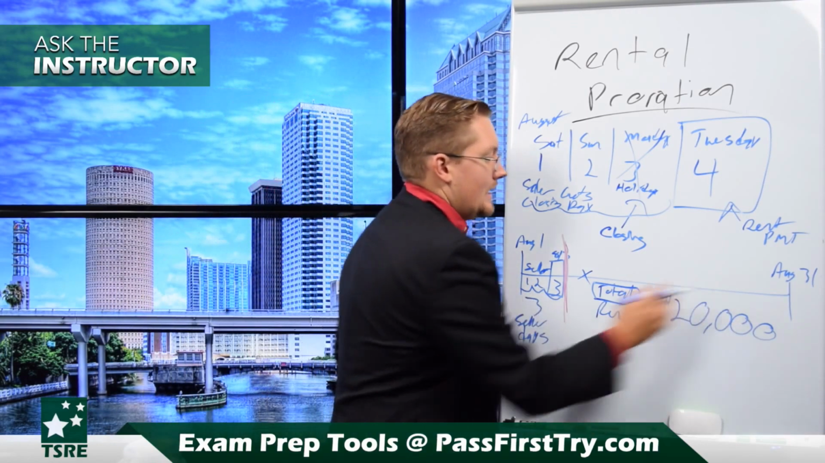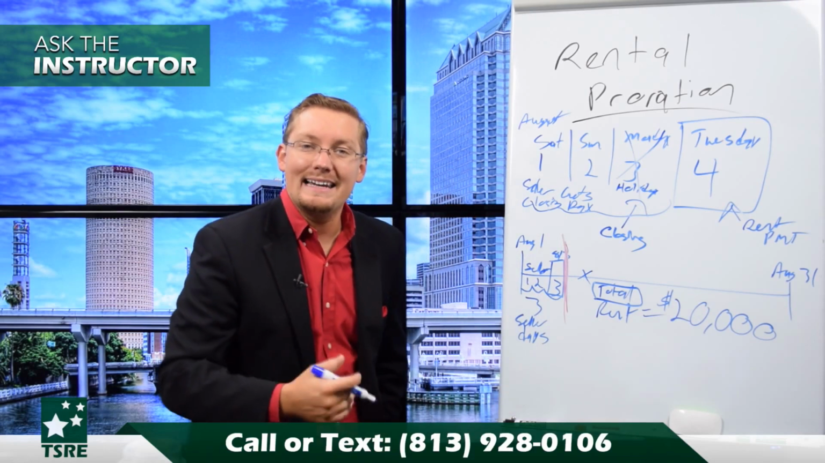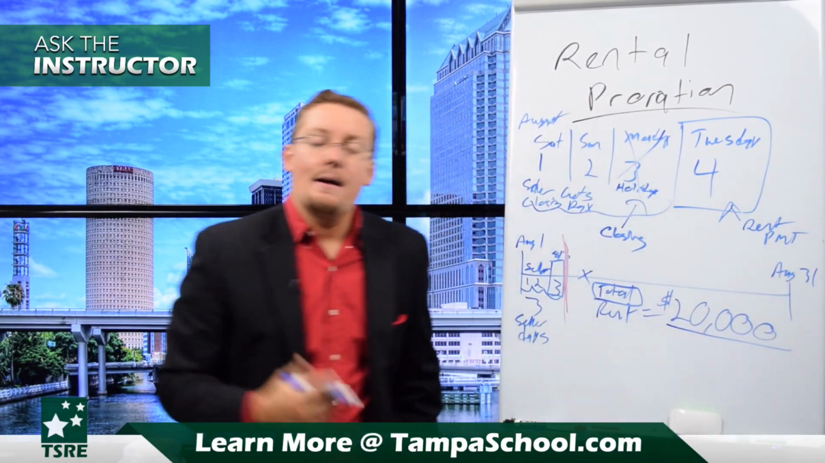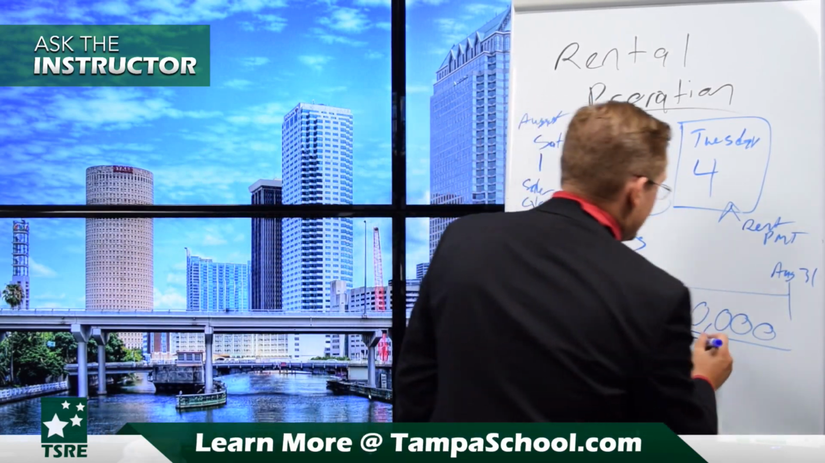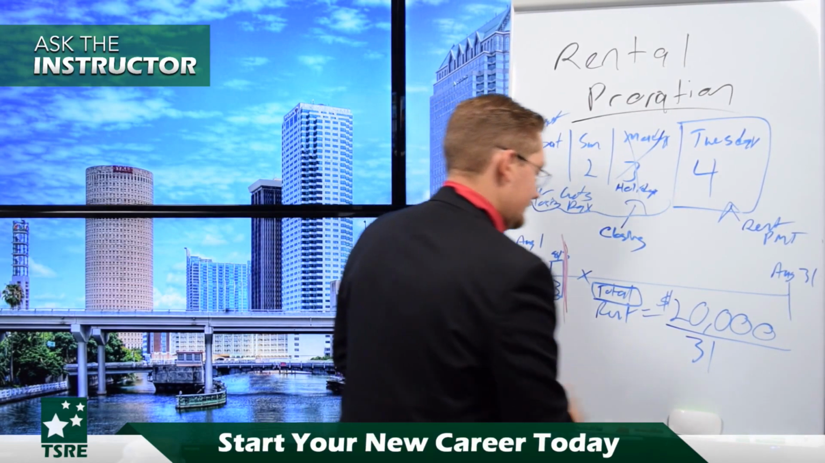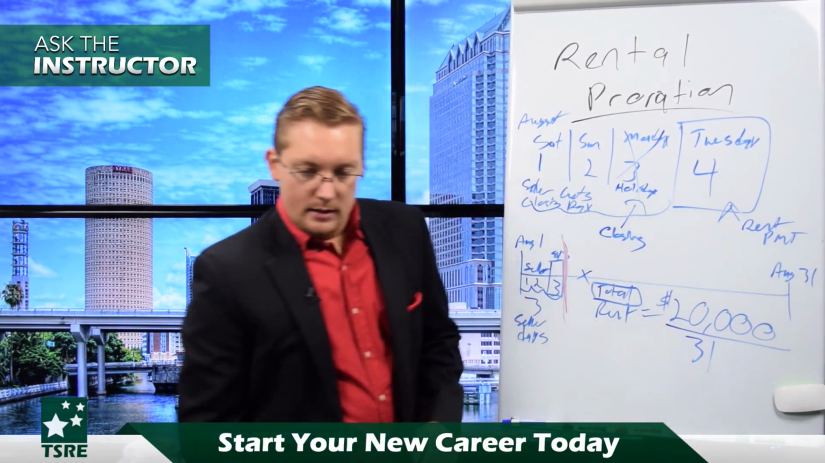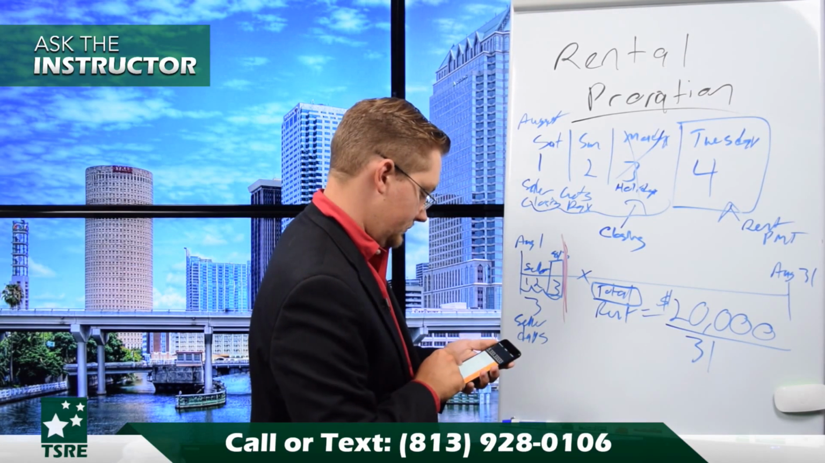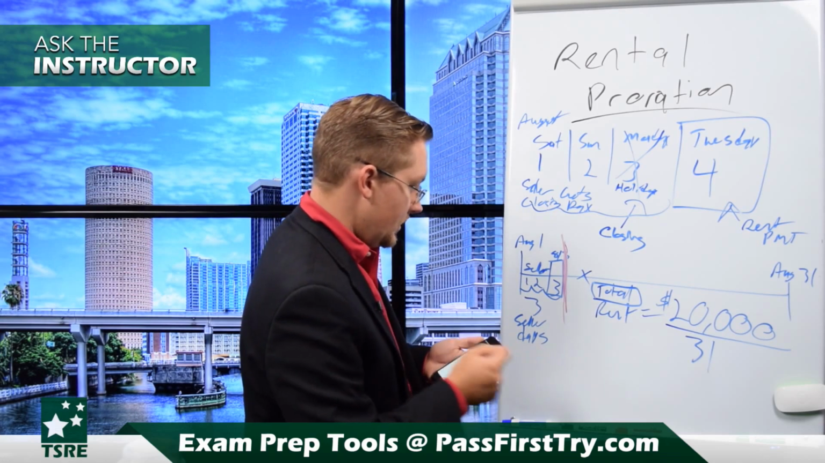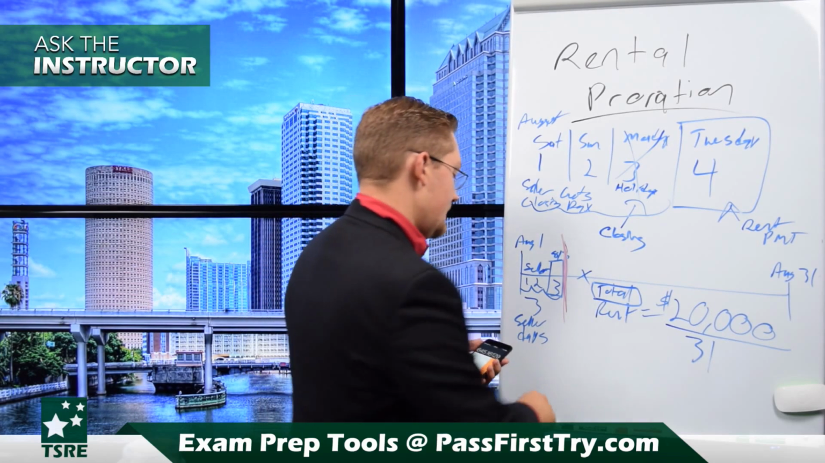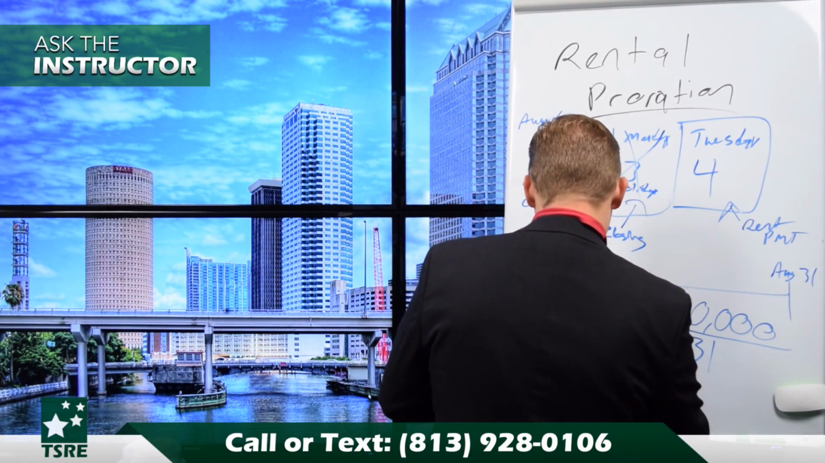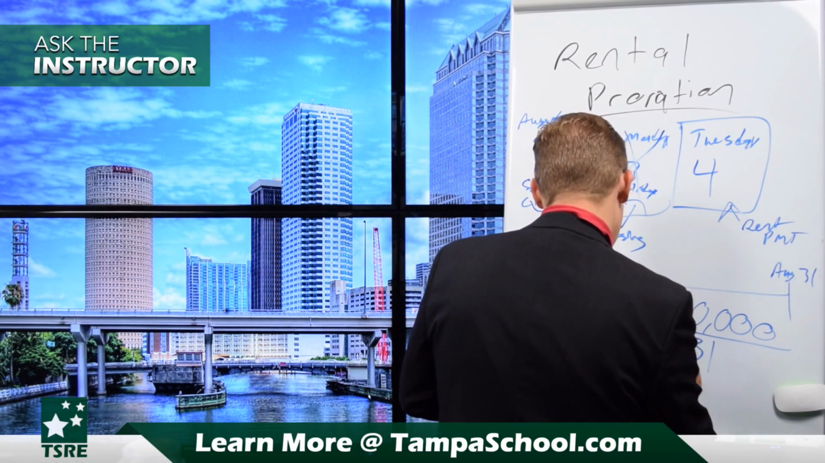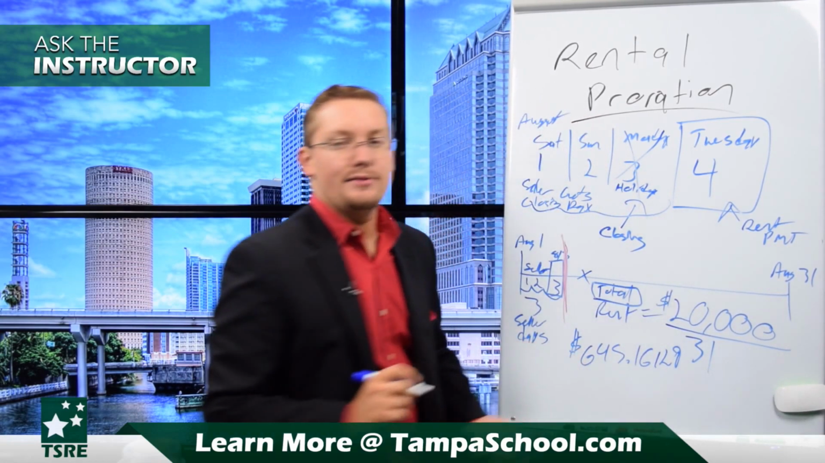So we've got $20,000 for this entire month of August. We need to find out the daily rate for this rent. So we're going to take the $20,000 and we're going to divide it out by 31 days. So we're going to do $20,000 divided by 31. And let's get our handy dandy calculator out for this one. $20,000 divided by 31 days, we end up with $645.16129. So that's our daily rate.